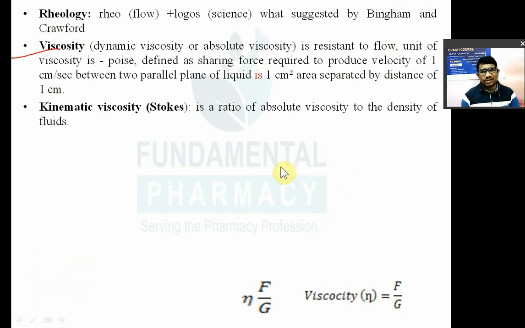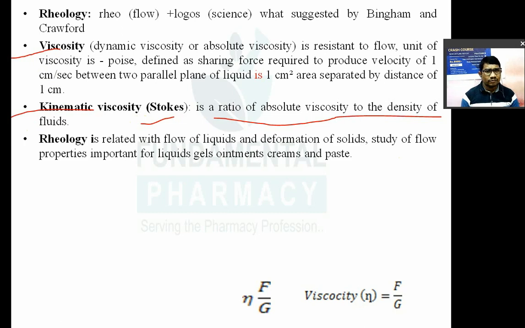Liquid is considered as made up of different planes. If you apply stress, it will move in planes. Then kinematic viscosity is the ratio of absolute viscosity to the density of the fluid. So viscosity divided by density is the kinematic viscosity. Its unit is the Stokes, and also Centi-Stokes.